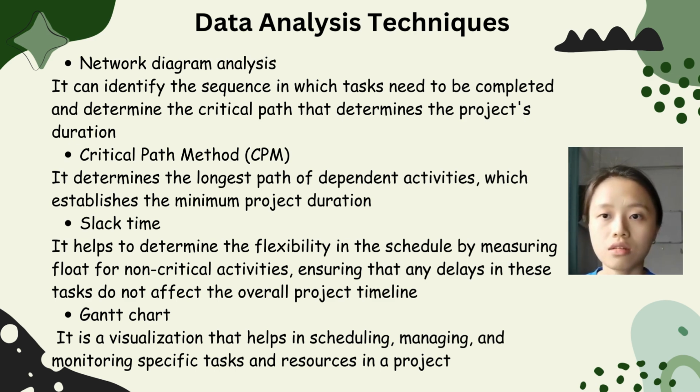Second step, which is the critical path method, CPM. It can determine the longest path of dependent activities, which establishes the minimum project duration. So the third step, which is the slack time, helps to determine the flexibility in the schedule by measuring float for non-critical activities, ensuring that any delays in these tasks do not affect the overall project timeline.